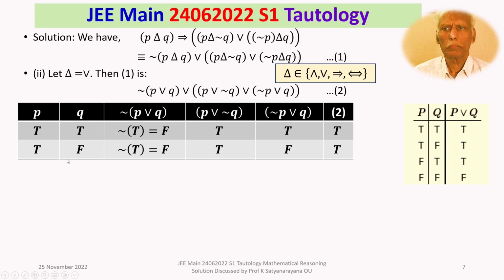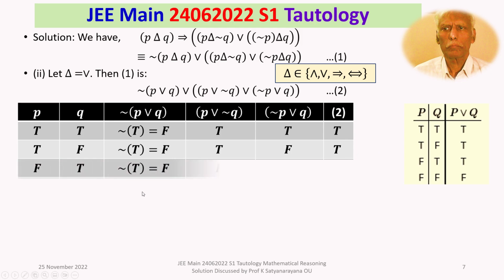T, F. Then it will be T or F, and T or F is T. Negation of T is F. So P is T or negation of F is T. T or T is T. And negation of P is F or Q is F. F or F is F. So now you got one of them is T, that is sufficient for us. F or T or F is T. That is sufficient for us.